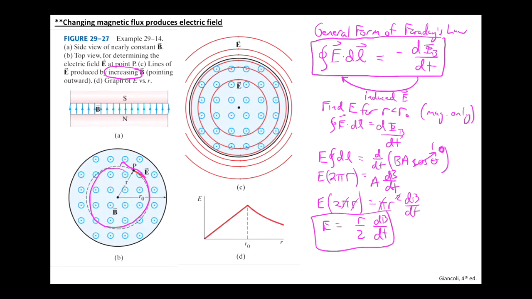So it depends on how far you are from the center of the magnetic field region, and it depends on the rate that the magnetic field is changing. Notice it's linear with respect to r. So as I get farther and farther from the center of the magnetic field region, the electric field is just increasing linearly up to the end of the circle, all right? Because it's just proportional to r.